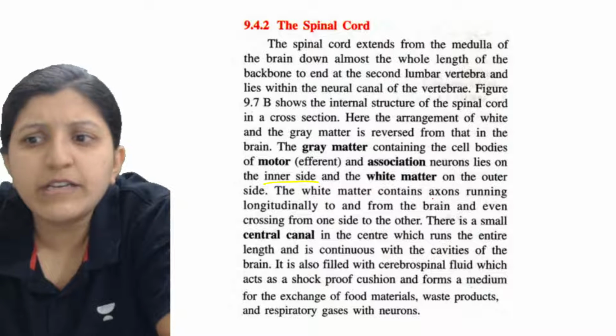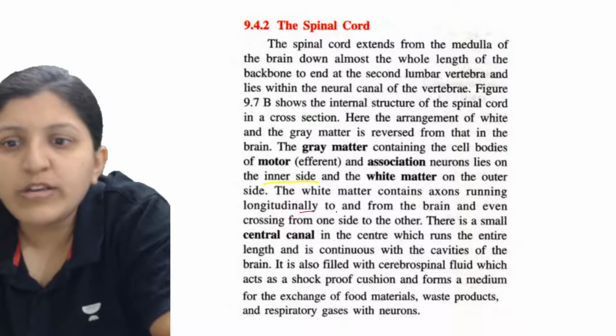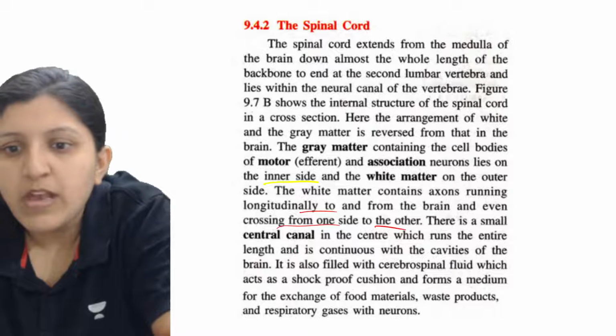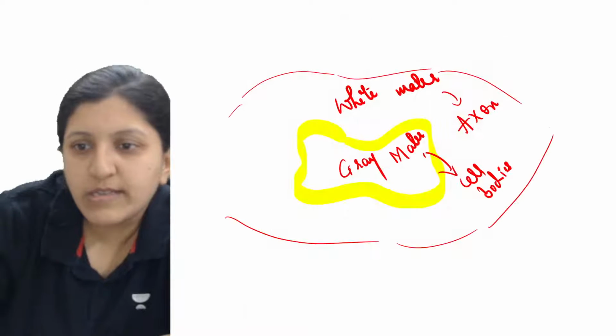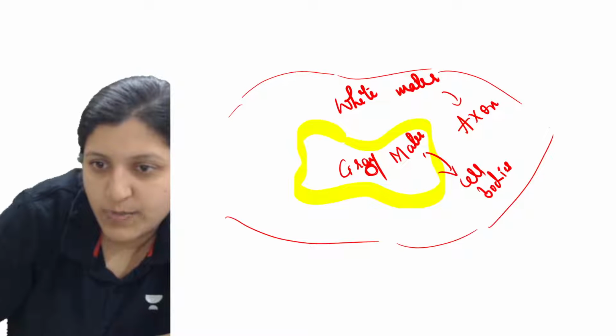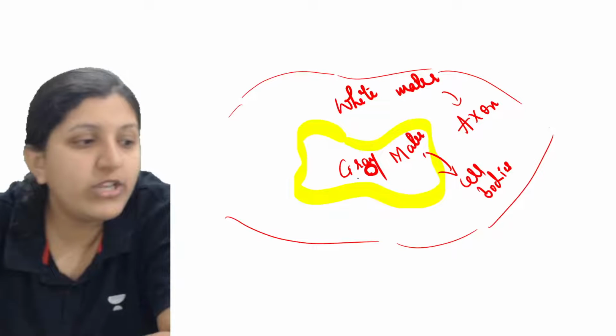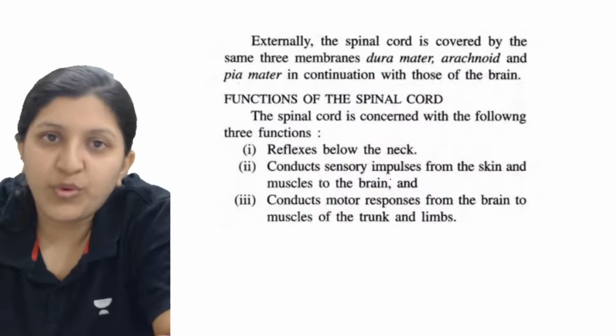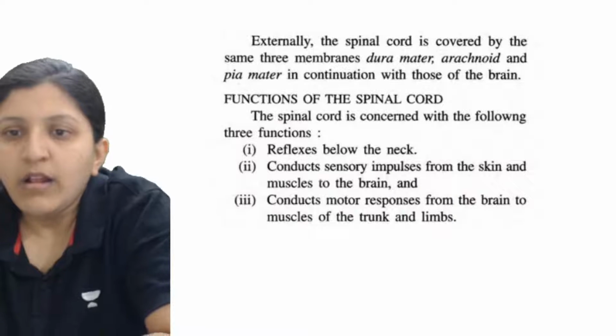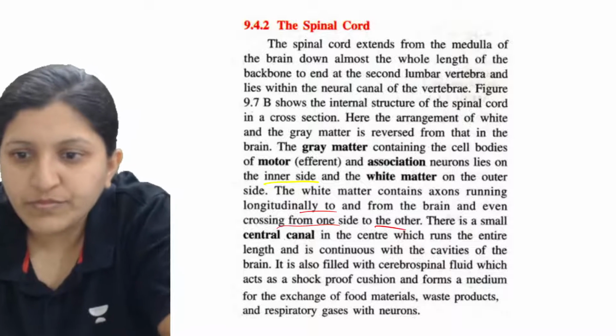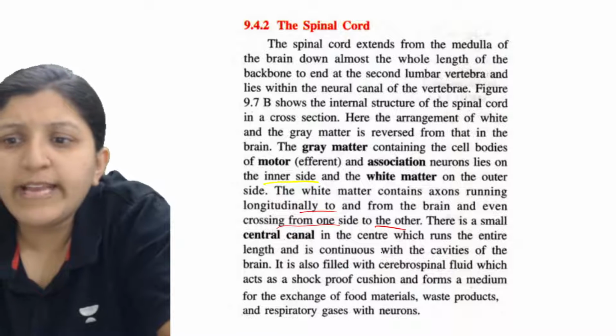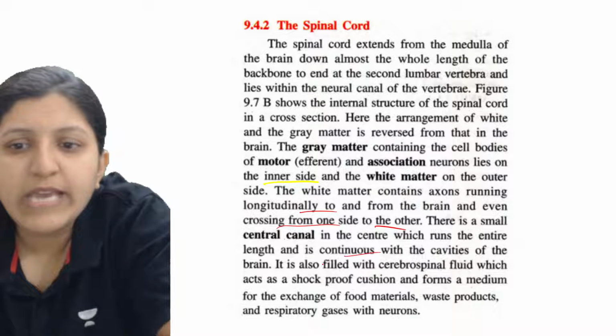The white matter contains axons running longitudinally to and fro from the brain, even crossing from one side to the other. There is a small central canal. Where exactly is that small central canal? Here you can see in this diagram. This is the small central canal through which the cerebrospinal fluid runs, and its entire length is continuous with the cavities of the brain.